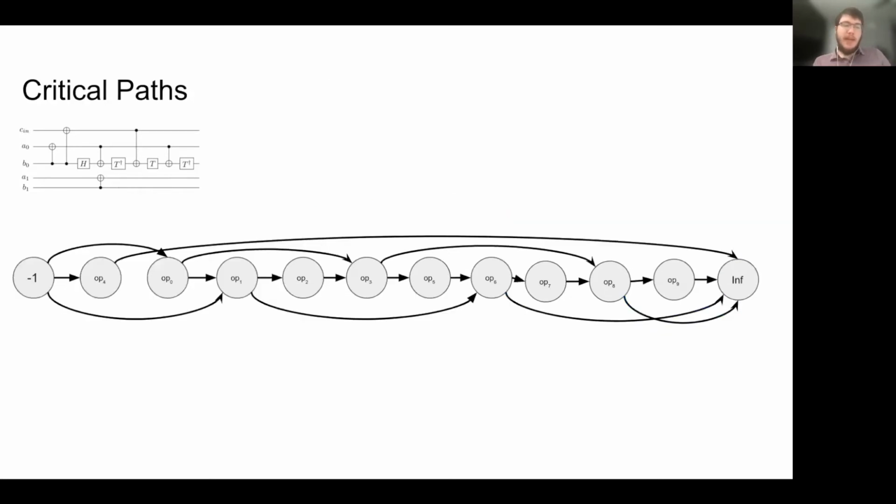One important question we might ask about a given circuit is how long will it take to run? The simplest way to consider this is to look at the critical path of the input circuit. This is the same as finding the longest path from start to finish in the corresponding dependency graph. In fact, our start is indicated by this -1 and end by inf.